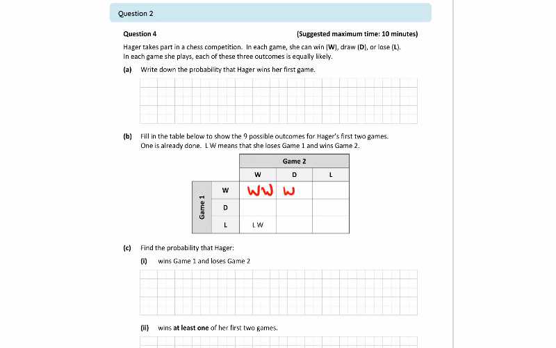Win, win, win, draw. This is winning the first game. Win, loss. Then we have draw, win. These are all draw begins. Draw, draw, draw, loss. And then these are all losses to begin with. Loss, win, loss, draw, loss, loss. So to win the first game, you can see there's 3 of them out of a total of 9. You could simplify to 1 over 3 if you would like.